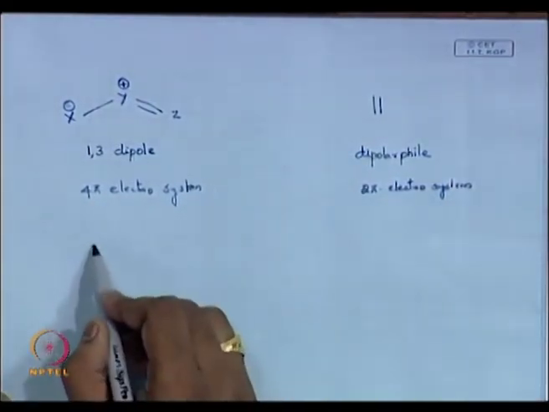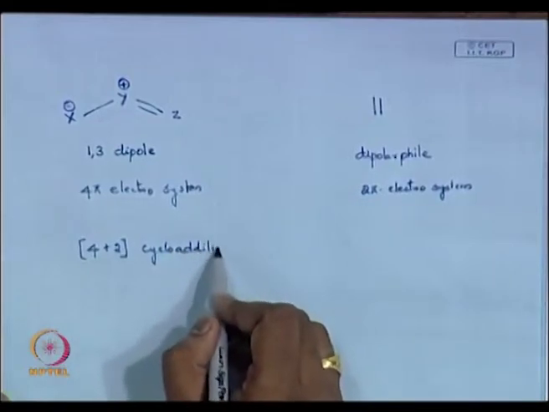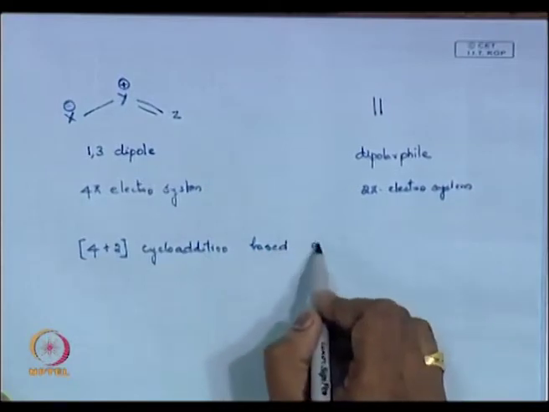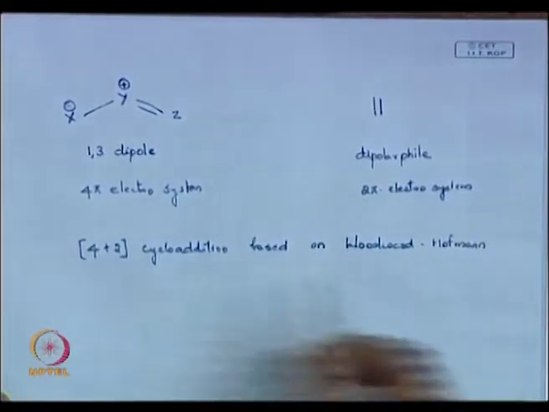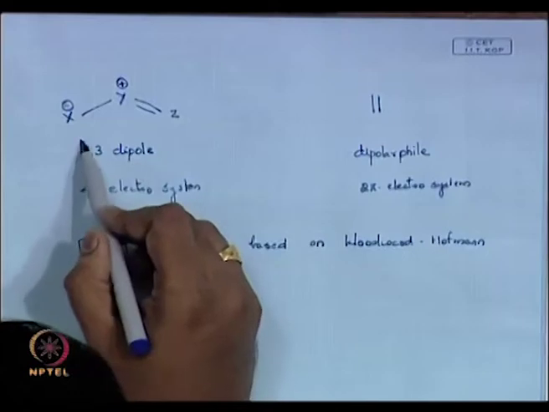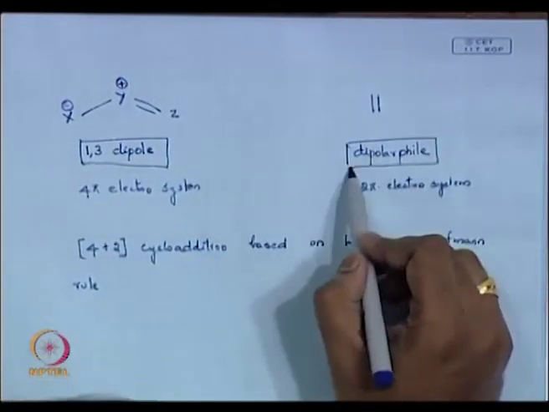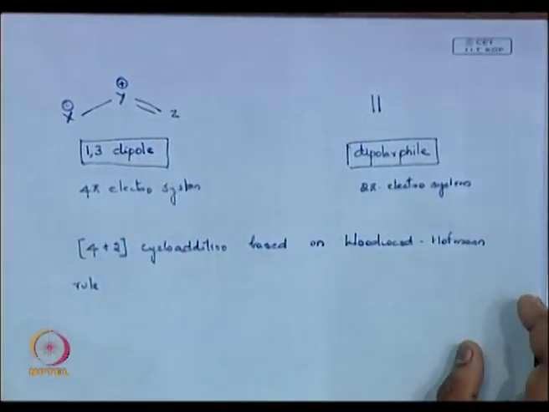And if you see the reaction, it is nothing but a 4+2 cycloaddition based on the Woodward-Hoffmann rule. Fine. Now, understanding more about the 1,3 dipole and dipolarophile is very important to fix your dipolar cycloaddition reaction. You should know in detail how this 1,3 dipole looks and how your dipolarophile should be to understand dipolar cycloaddition. So, now we will put some focus on the 1,3 dipole.